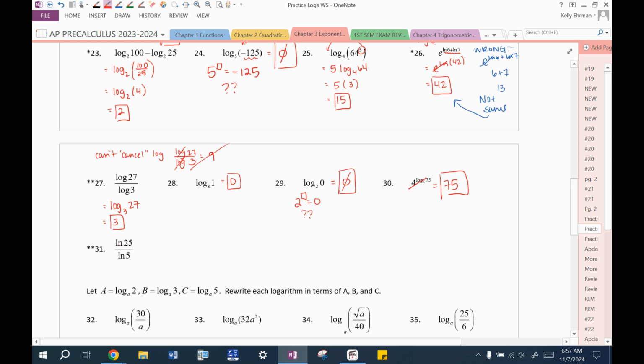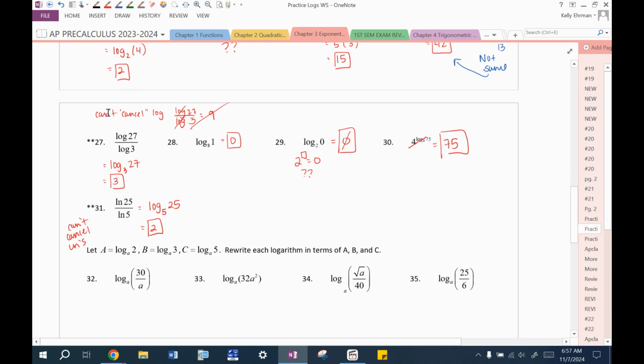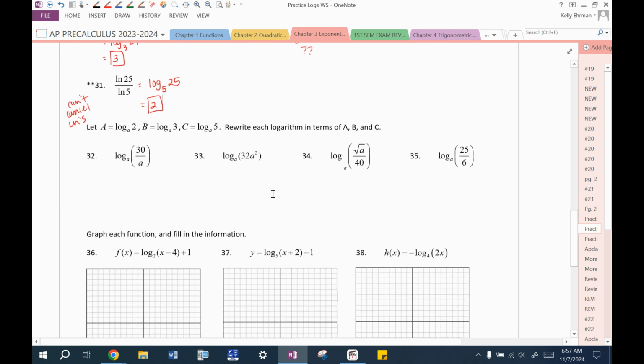And this one too, again, you can't cancel ln's, but you can change of base. You can say this is the same as the log base 5 of 25, and that's just equal to 2. It can get confusing, I know, because we are not used to working with logarithms. We have not been working with logarithms for as many years as we've been solving algebraic equations. So it's understandable if you want to do some of these algebraic things like canceling, but you just can't do it. So try to write down these little rules as you're checking your answers as well.